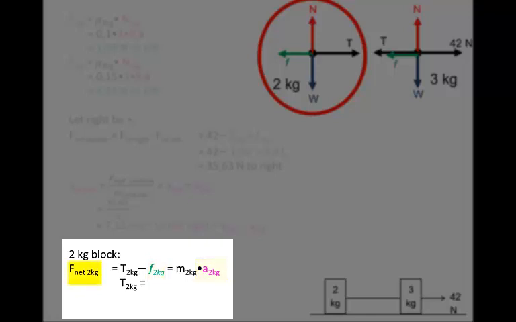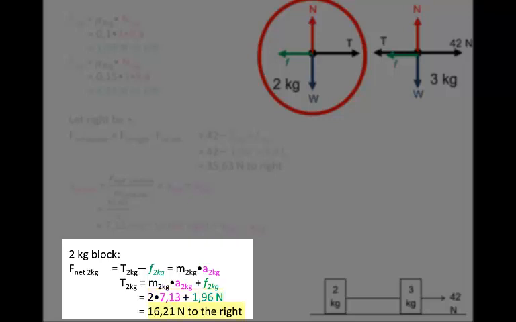And that net force causes this 2 kilogram object to accelerate. And the relationship between the force and the acceleration is given by Newton's second law. F net is equal to ma. The mass of this is 2 kilograms, and we've calculated the acceleration of the 2 kilogram body. It's 7.13. We can rearrange this equation to make T the subject of the formula. T is equal to mass times acceleration plus friction. We substitute our values in, making sure that these all apply to the 2 kilogram body, not something else. And we solve and we find the answer, 16.21 newtons tension acting on the 2 kilogram body to the right.